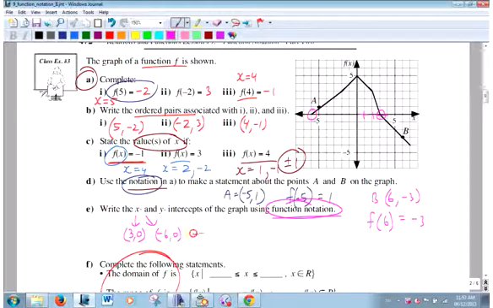Okay? So I go f of 3 equals 0 and f of negative 6 equals 0. Okay? That's the x-intercepts. The y-intercept, that's right here.